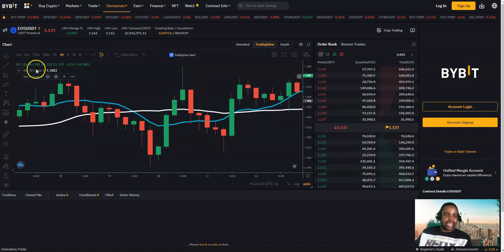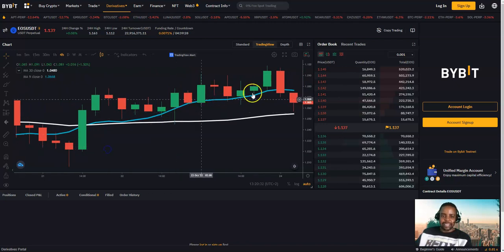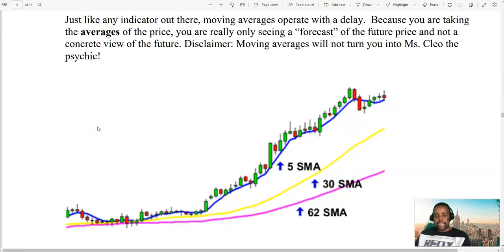This one is a 9 period, the other one is a 30 period. The 30 period one being the white one, and the 9 one, which lags more on the candlesticks, is the blue one, moving averages. Okay, let's go further on, learning about moving average.